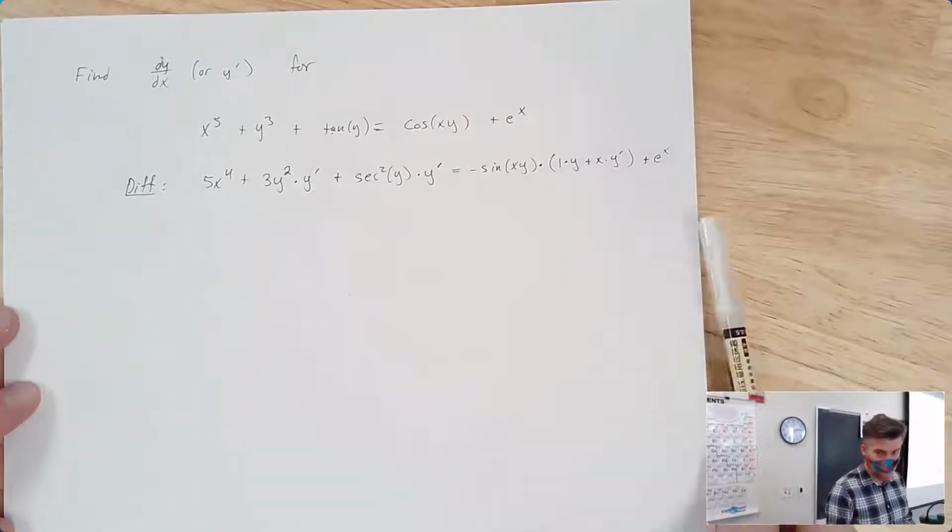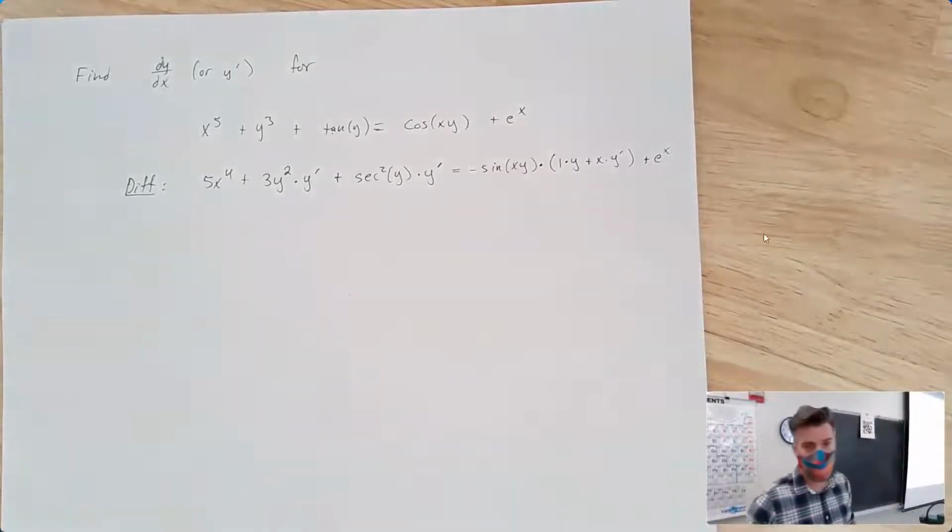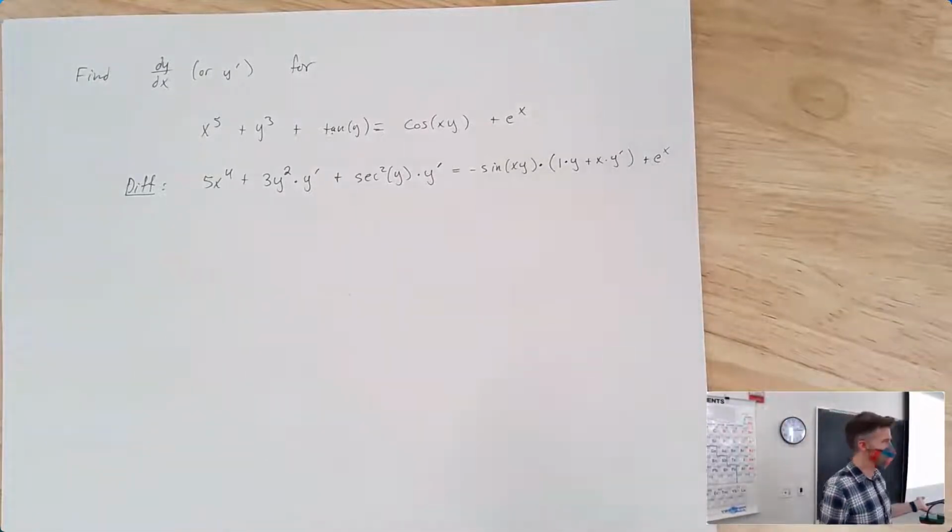Questions about this first step? This is kind of the key step. Everything after this is still terrible, but it's just algebra after this. I mean, it's terrible algebra.